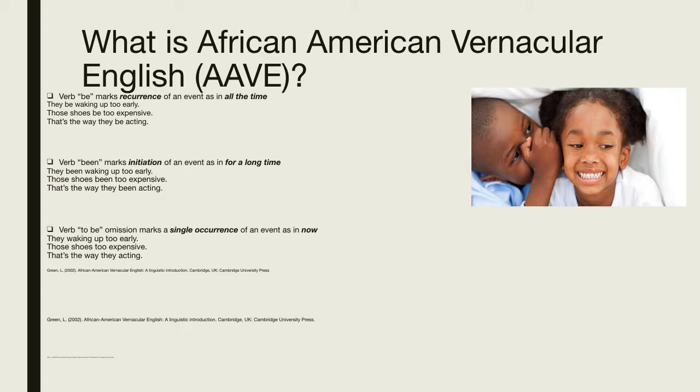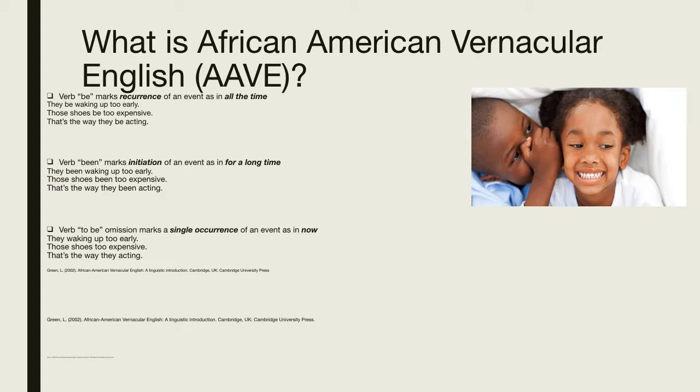That would be the translation in the mainstream dialect. Another example of this is in the use of the verb been. In AAVE, using been in a sentence marks initiation of an event, as in for a long time. So, they been waking up too early, or those shoes been too expensive, and that's the way they been acting, would be translated in the mainstream dialect as they have been waking up too early for a long time. Those shoes have been too expensive for a long time, and that's the way they've been acting for a long time.